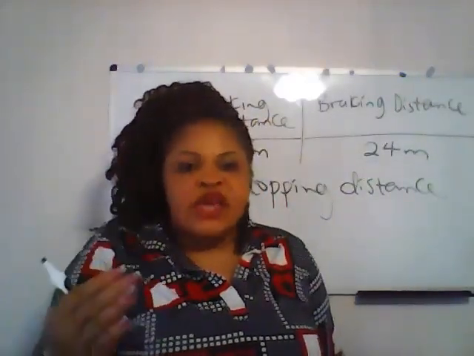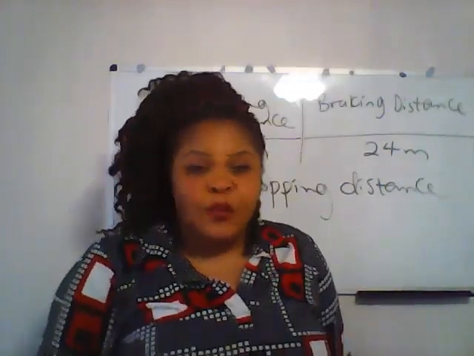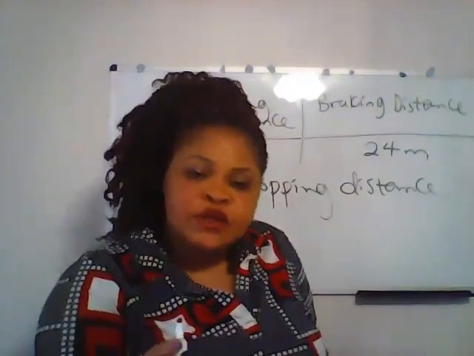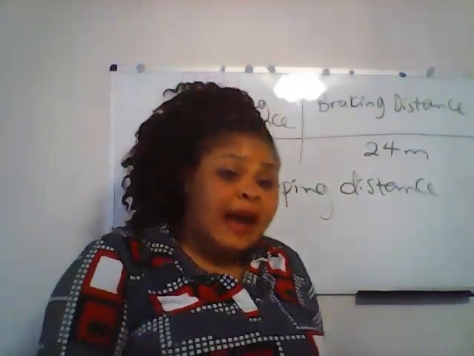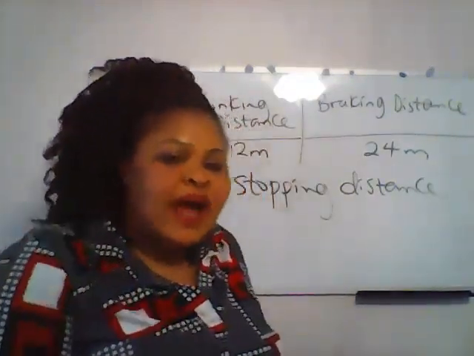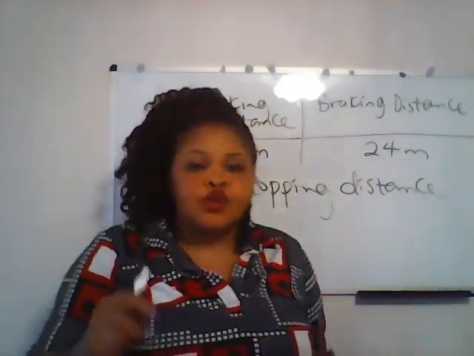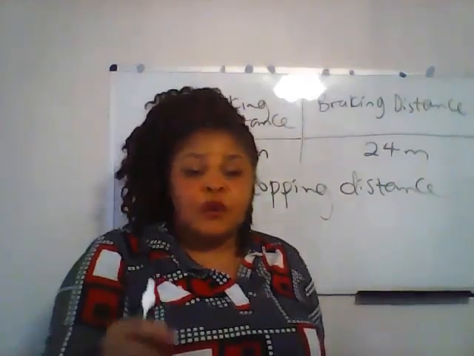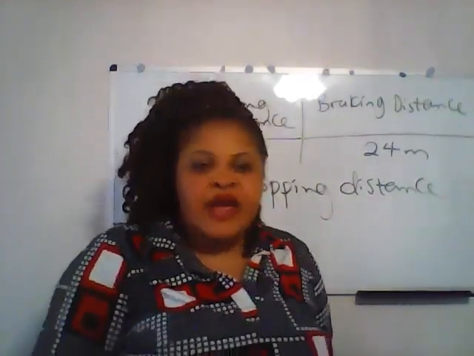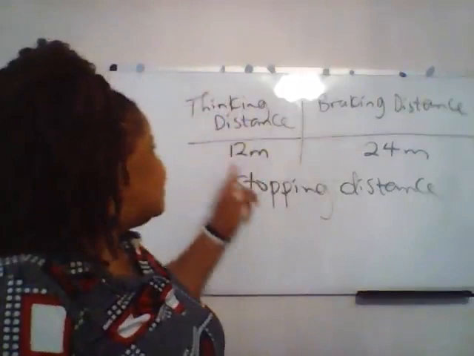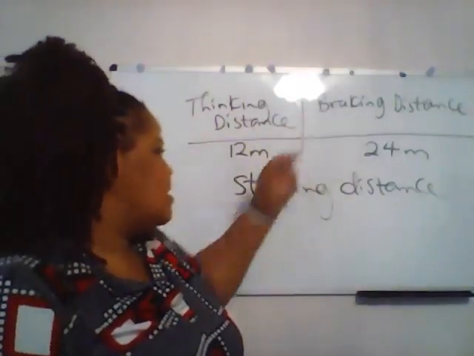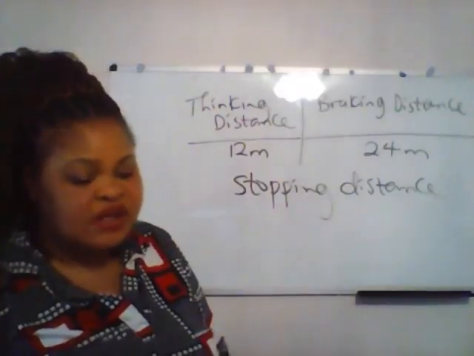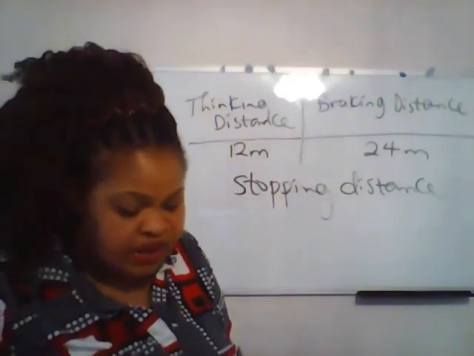So the thinking distance is from the time they see the danger to when they decide to actually brake. You will brake instantly, but there is still always a little distance the car moves before you slam on the brake. Even when you slam on the brake, the car does not stop immediately. The distance the car still moves from when you step on the brake until it stops is the braking distance. So the stopping distance is the thinking distance plus the braking distance.